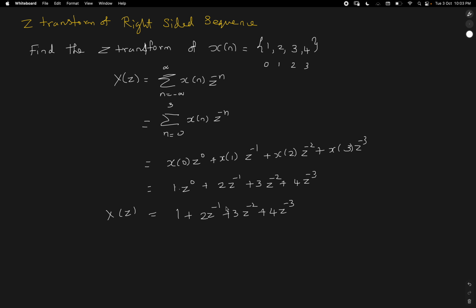So in this case we are having a z inverse term. The z inverse term is nothing but 1 by z. Here this z inverse term becomes infinity if z is equal to 0. For all other values of z, this z inverse will take some finite value. So only for z is equal to 0, it will take an infinite value.